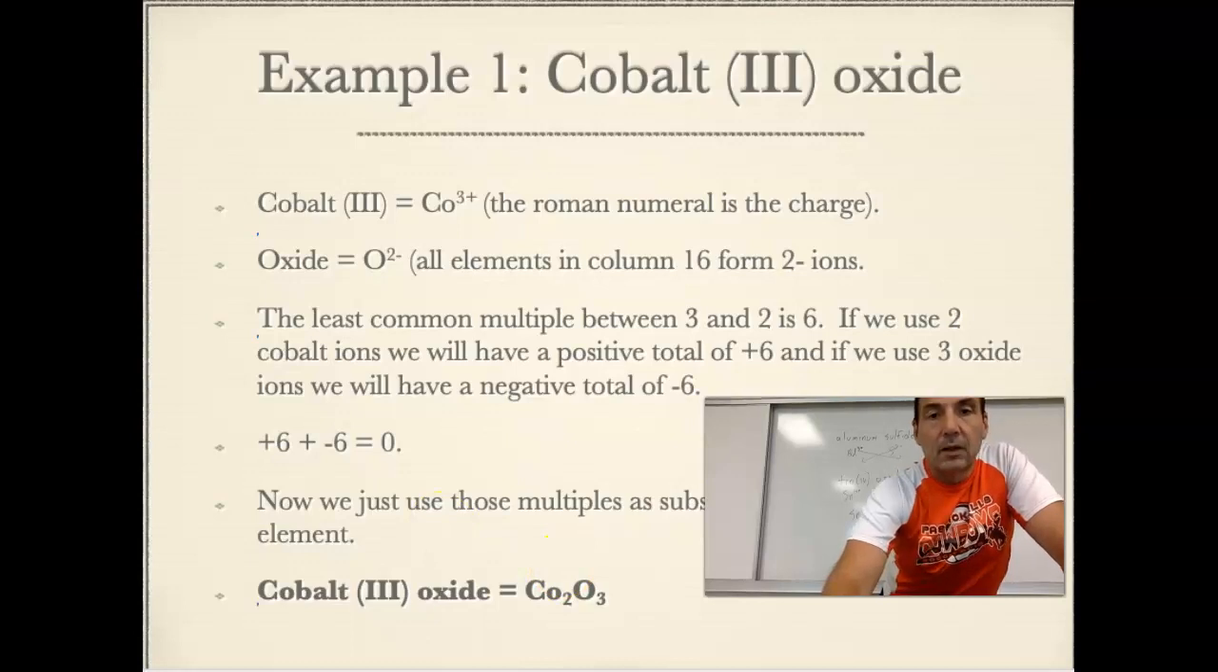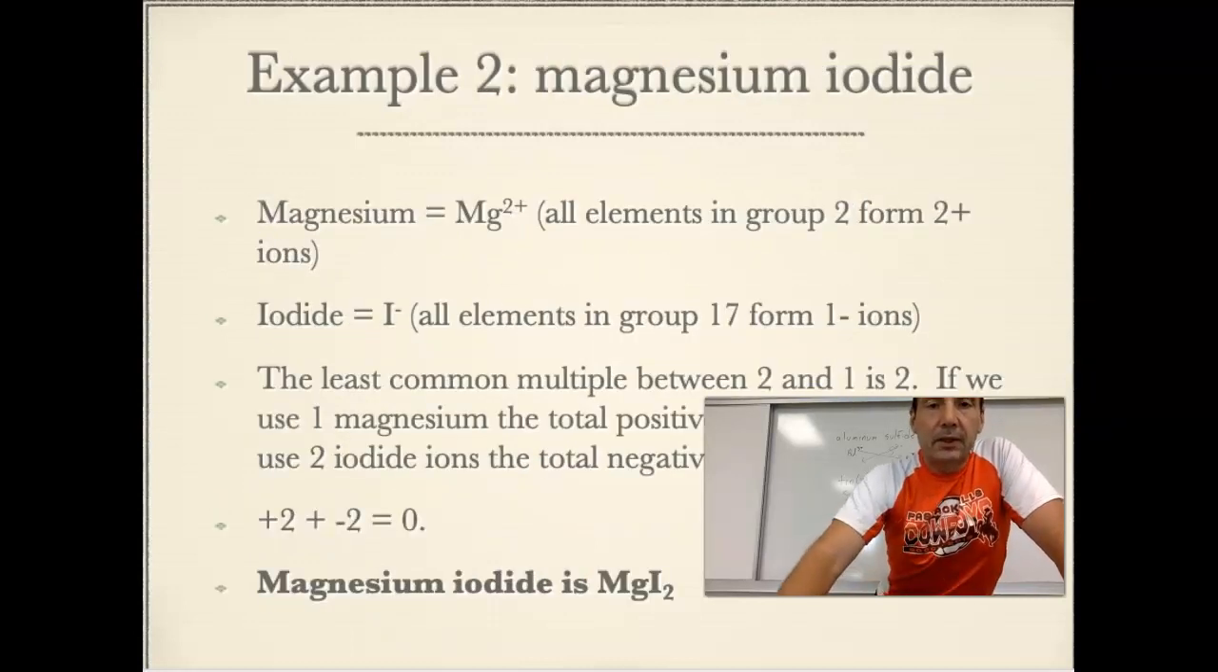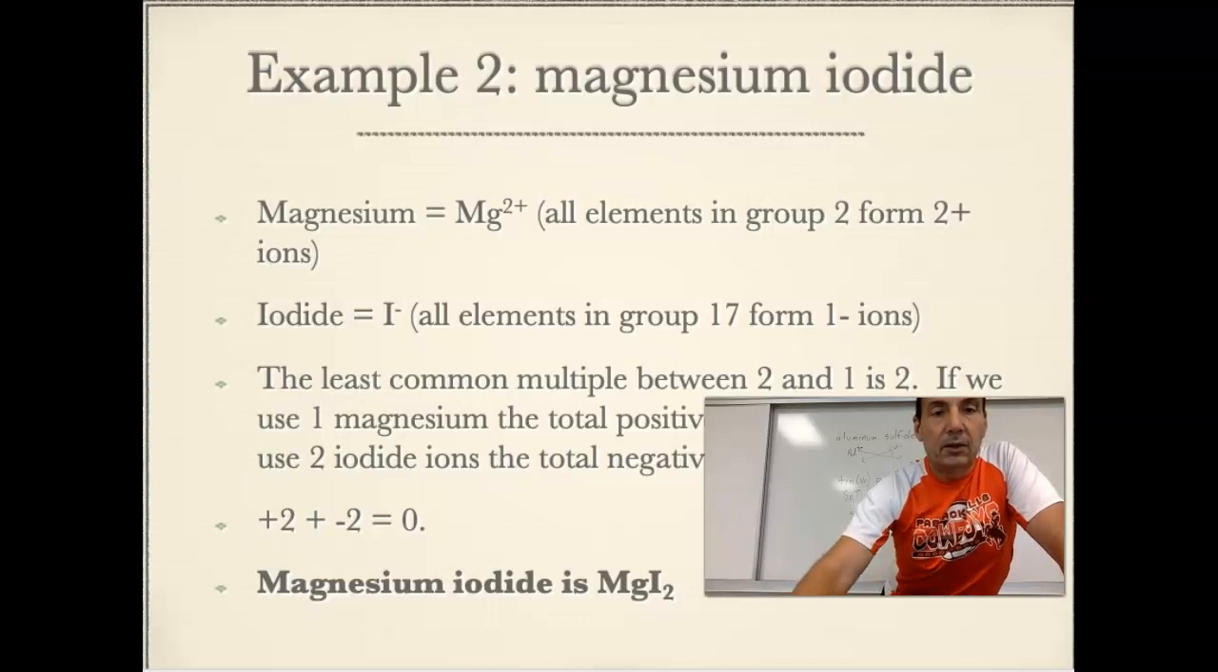Okay. Next example, magnesium iodide. All right, so I look at the chart. Magnesium is a +2, doesn't have a Roman numeral because it's always +2. Iodide, part of the halogens, okay, they always form -1 ions. So I have 2 plus and negative 1. The least common multiple is 2. So I only need 1 magnesium to get to 2, but I'm going to need 2 iodides to get to negative 2. So my formula is MgI2.